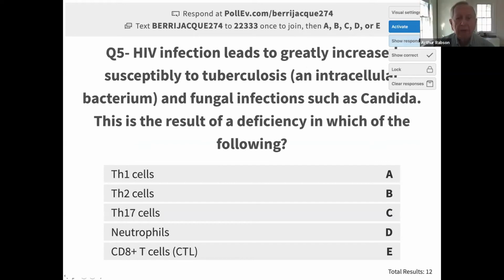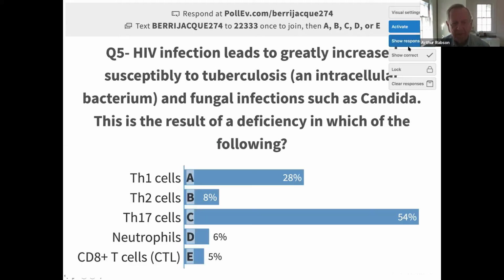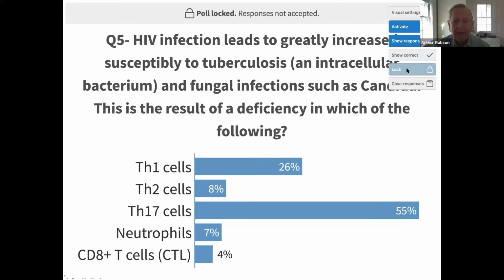So now we have a question. HIV infection leads to greatly increased susceptibility to tuberculosis and fungal infections such as Candida. This is a result of a deficiency in which of the following? So this is interesting. The question is, HIV leads to greatly increased susceptibility to tuberculosis and fungal infections. This is a result of a deficiency in which of the following?